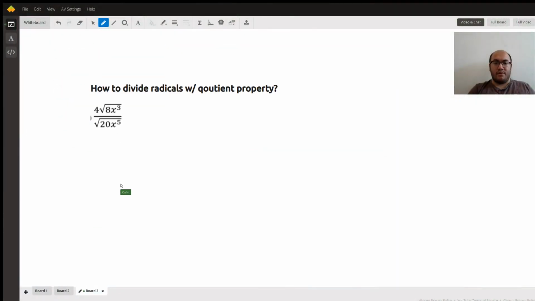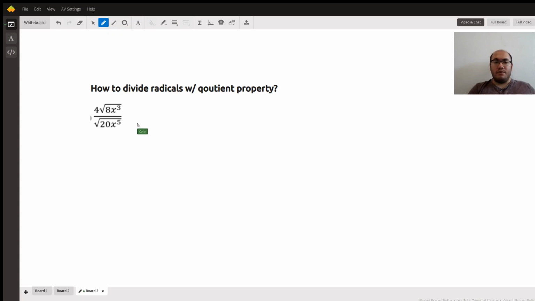Hey there. So I wanted to answer a quick question that was posted earlier yesterday. You can see it here on my board in front of me. How do we divide radicals with the quotient property? And we've got this problem here, 4 times the square root of 8x to the third divided by the square root of 20x to the fifth.